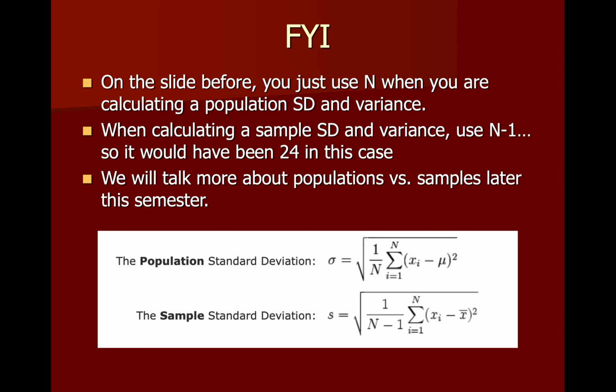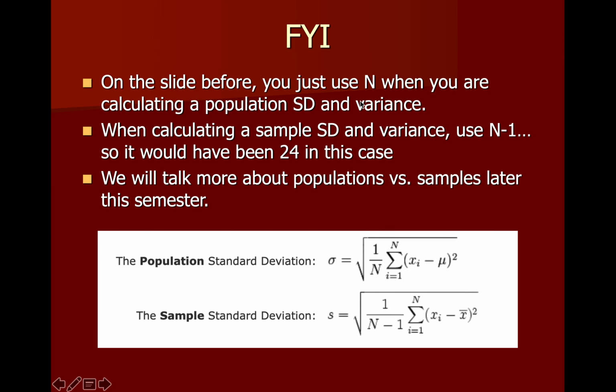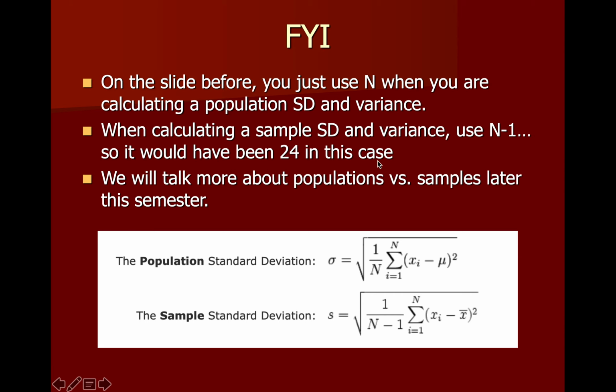So FYI, what we just did on the slide before, you just used the N, 25. That's when you're calculating a population standard deviation and variance. When you're calculating a sample standard deviation and variance, you use N minus 1. So you would have done 25 minus 1, so that would have been 24. So you would have done 364 divided by 24. We're going to talk a little bit about populations versus samples later in the semester, but just know that what we did today, we were calculating the population standard deviation and variance.